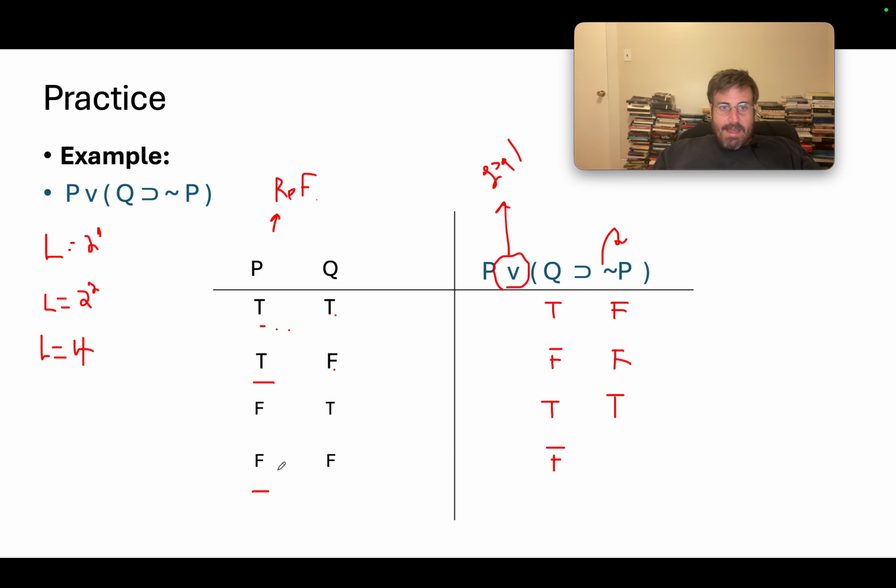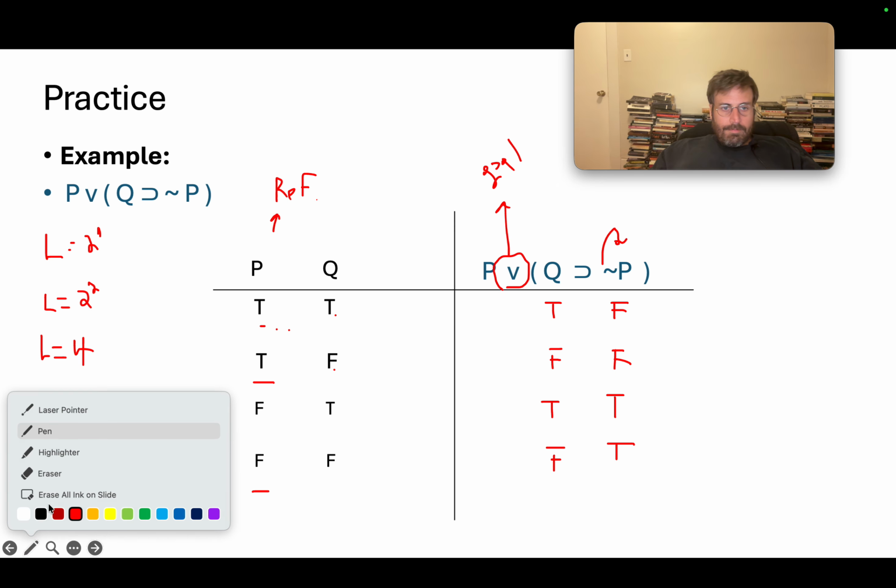And finally, I see that P is false, so not P will be true again. So not P is false, false, true, and true.